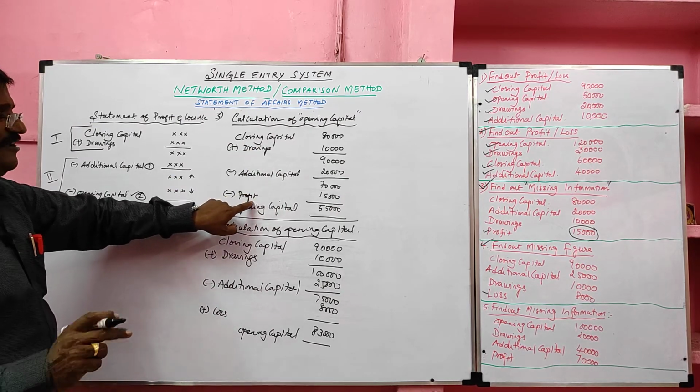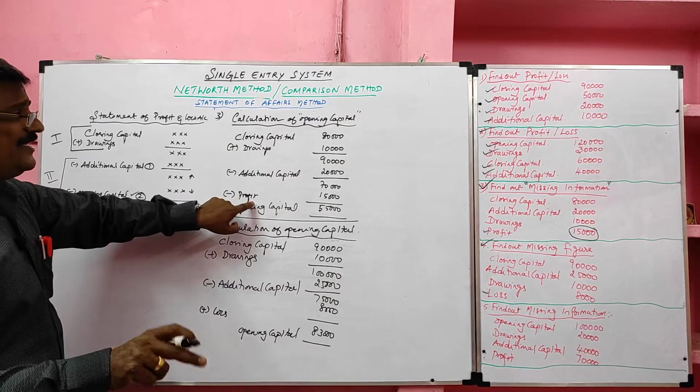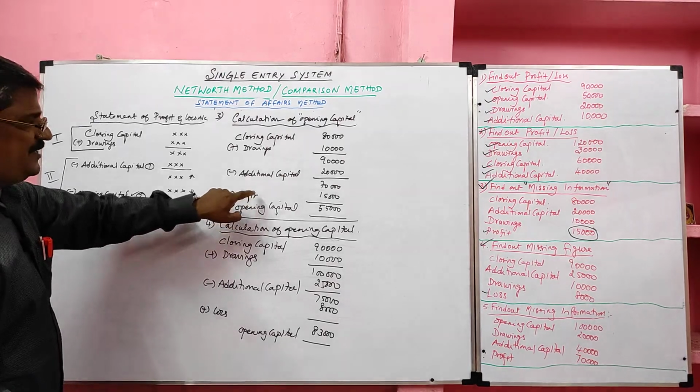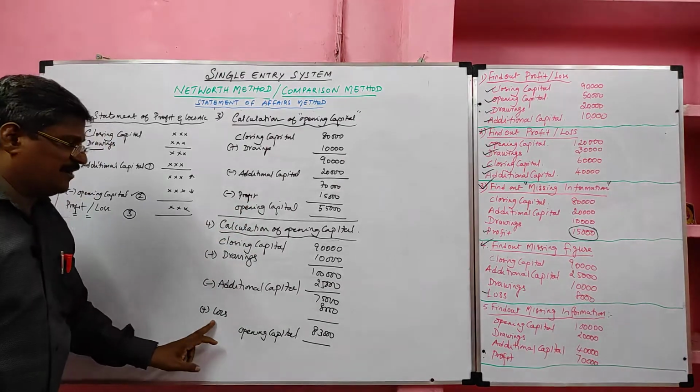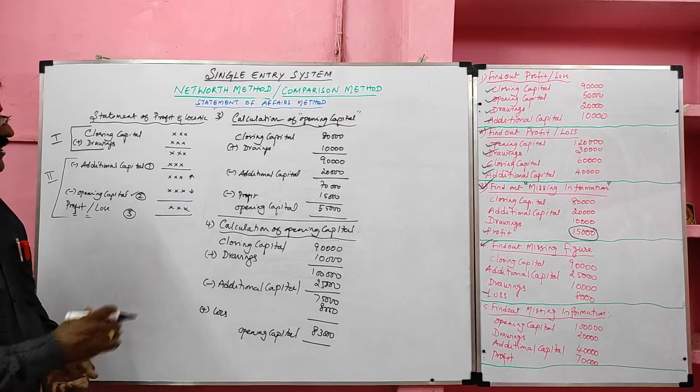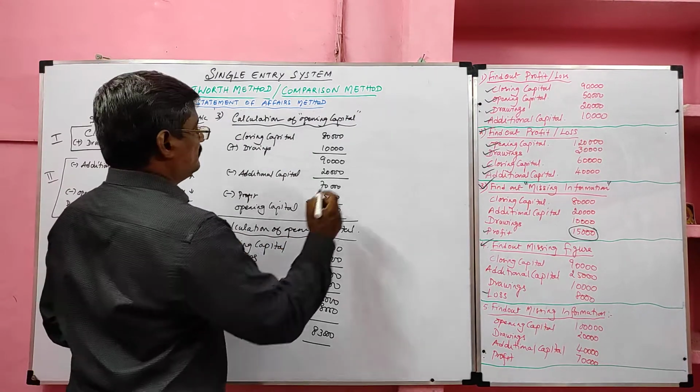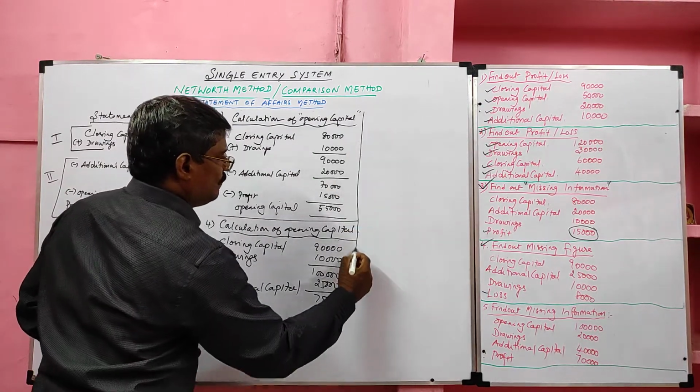Closing capital plus drawing minus additional capital. Opening capital is not given. If opening capital is not given, you have to take the immediate next item. What is that? Profit, that you have to deduct. If loss is given, we have to add. Then we'll look at the last problem, sum number 5.